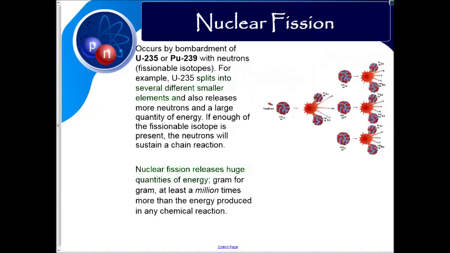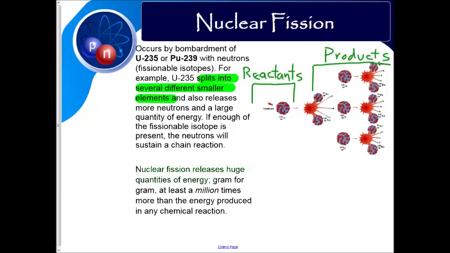Now, nuclear fission occurs when we bombard uranium or plutonium with neutrons. For example, uranium-235 splits into several different smaller elements and also releases more neutrons and a large quantity of energy. If enough of these isotopes are present, the neutrons will sustain a chain reaction, meaning I have my reactants here, and these are all my products. So long as there are isotopes present, the neutrons from the products will keep causing another reaction.